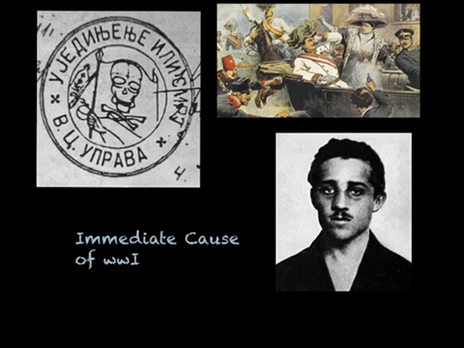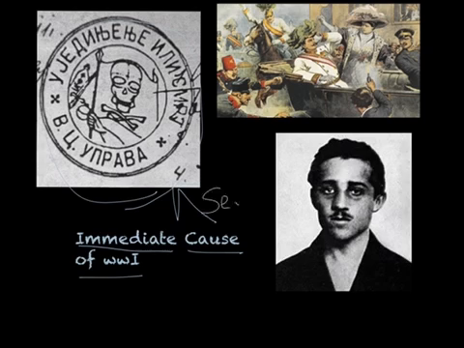But there was also an immediate cause of World War I. And that immediate cause has to do with a terrorist group called the Black Hand. Right here is their symbol. The Black Hand wanted independence and freedom for Serbia. They felt that Austria-Hungary was trying to take control of Serbia.